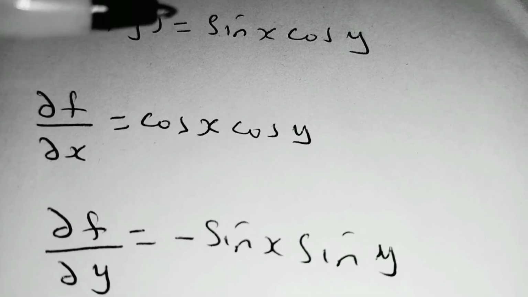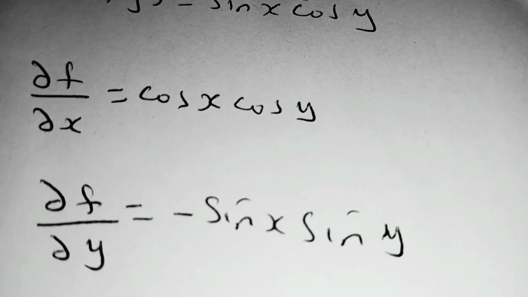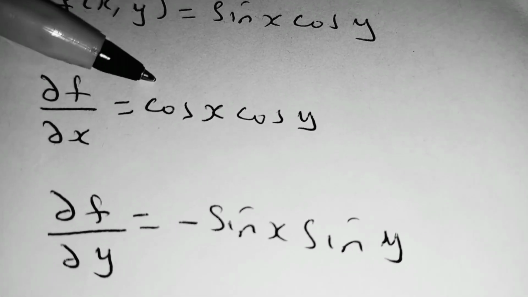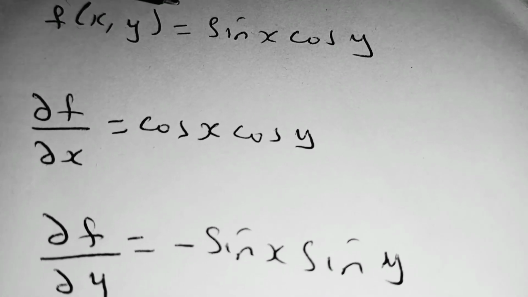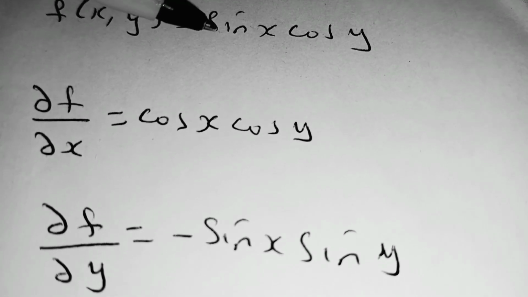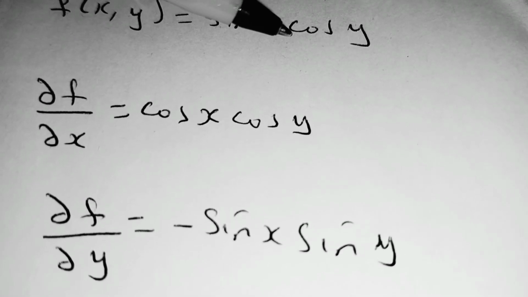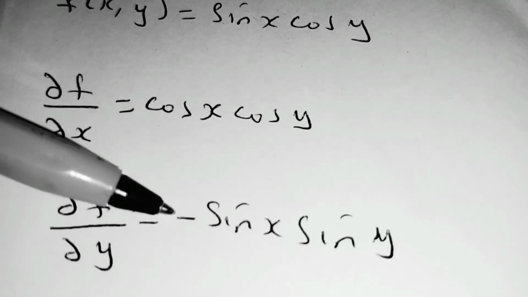So when we differentiate this partially, we hold the function with y constant. We differentiate sine with respect to x, which is cos x multiplied by cos y. When we differentiate this function with respect to y, we hold sine of x constant, which is here. Differentiating cos y is negative sine y, so that is why we have negative here.